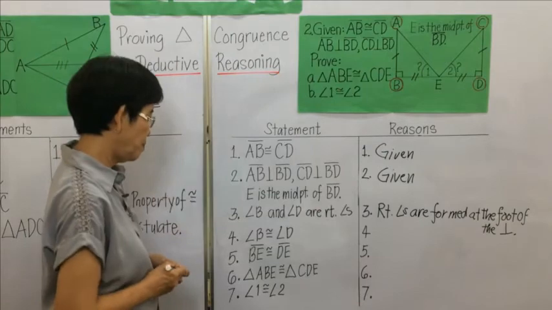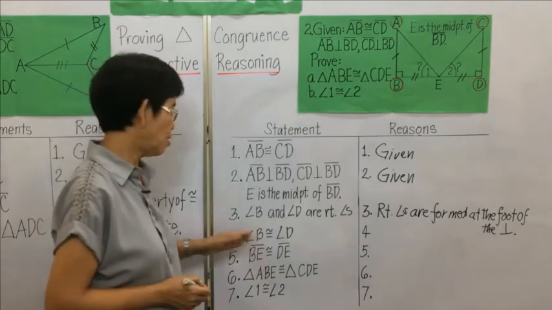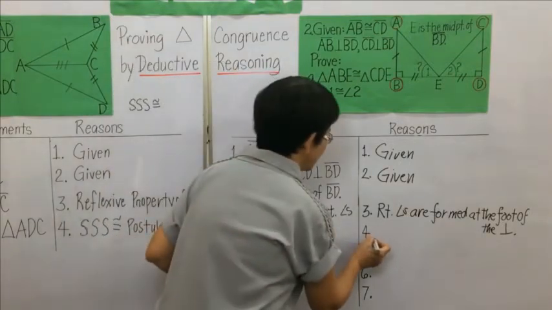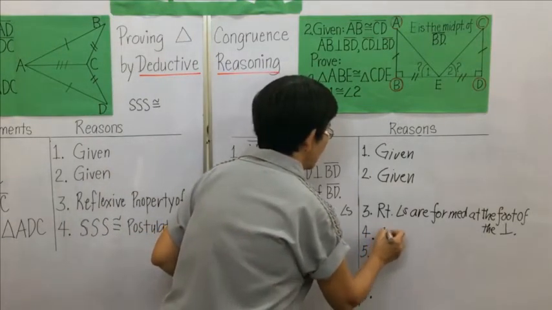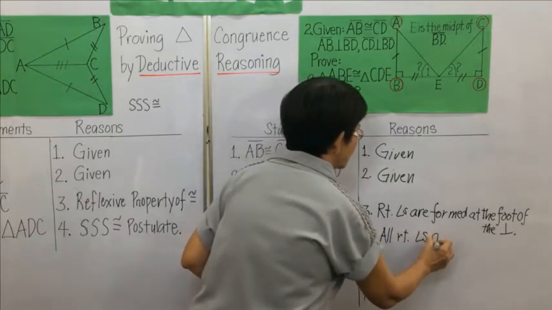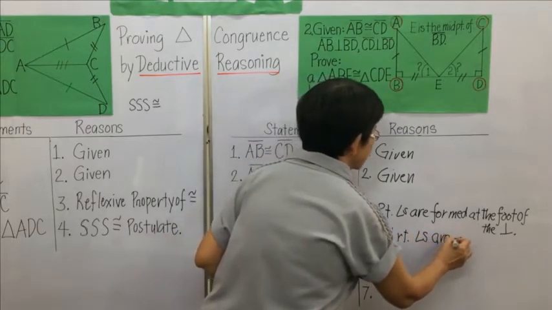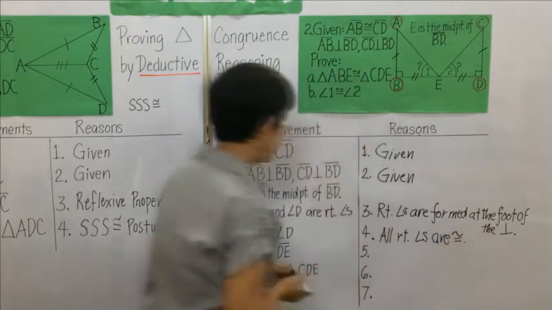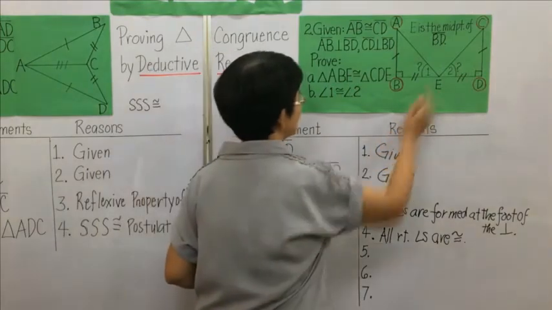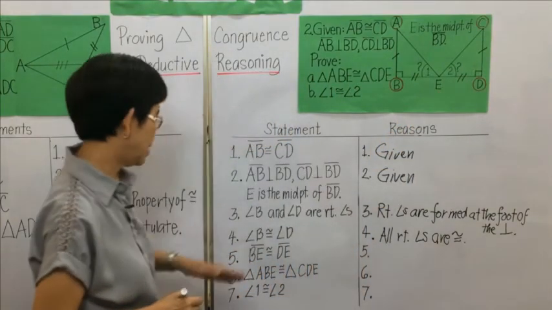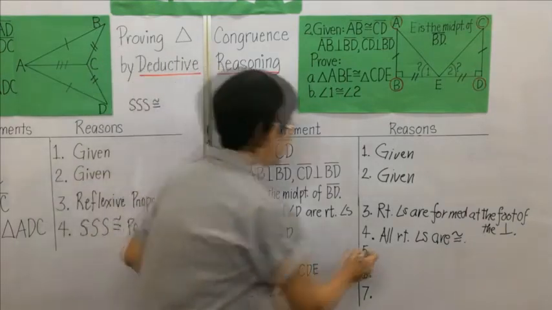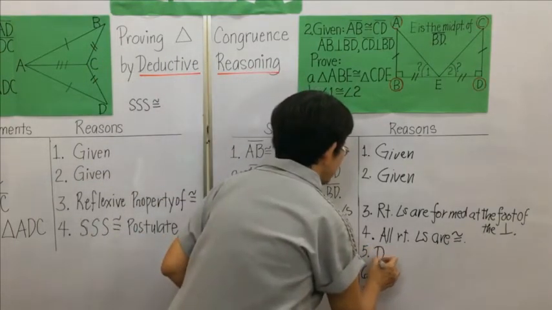Then number 4, angle B is congruent to angle D because they are right angles. So for the reason, all right angles are congruent. And then, since E is the midpoint of BD, we can say BE is congruent to DE by definition of midpoint.